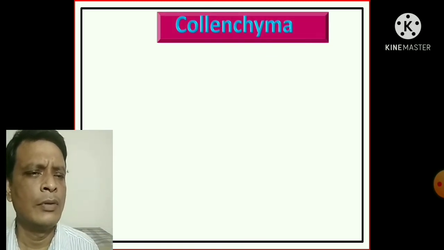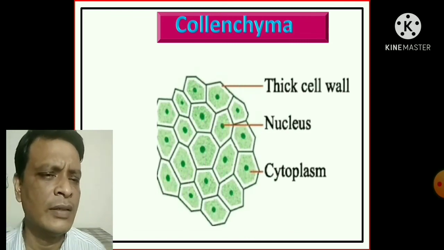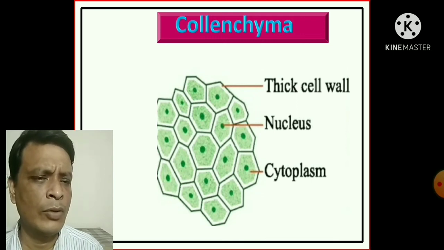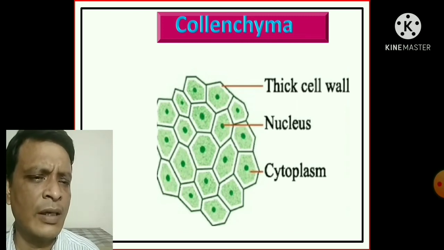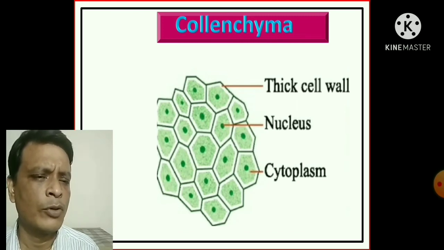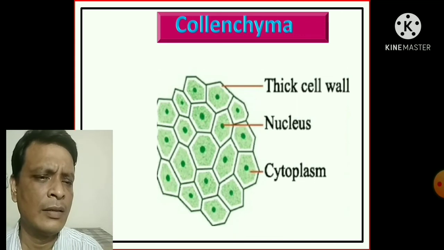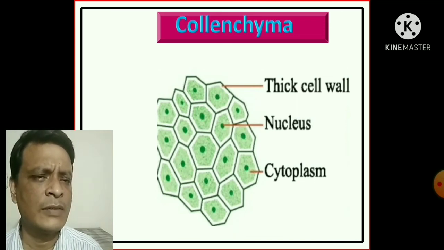Now let's discuss another simple tissue, that is the collenchyma. If you look at the figure here, this is the structure of the collenchyma. The cell is elongated and living, and protoplasm is there. The cell wall is irregularly thickened, and the thickening is found at the corners of the cell. Intercellular space may be found in collenchyma, and this collenchyma cell is basically responsible for storing of food.